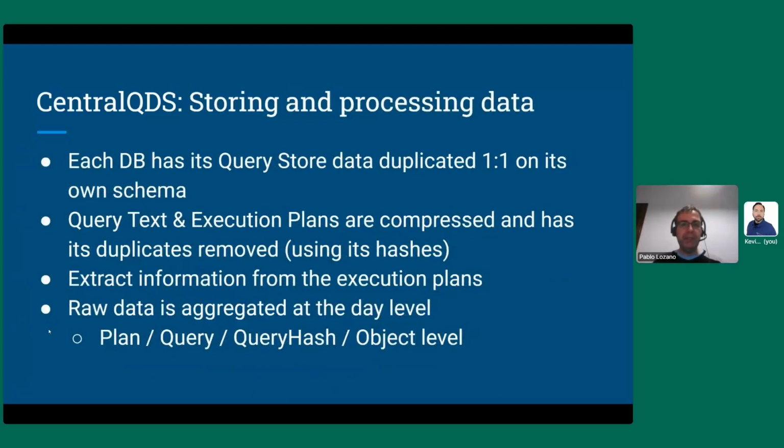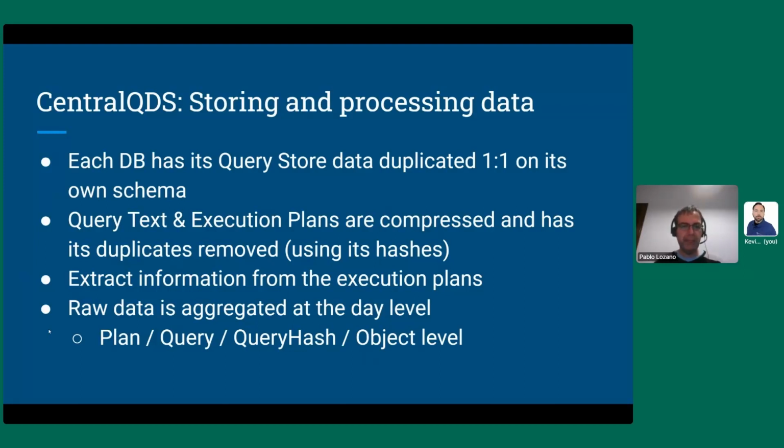And about the storing and processing data, as I mentioned, each database has its query store data duplicated on its own schema, something like DB0001, 002. The query text and execution plans are compressed with the compress and decompress functions from SQL Server. There's nothing weird there. All the duplicates are removed using the hashes provided by query store.